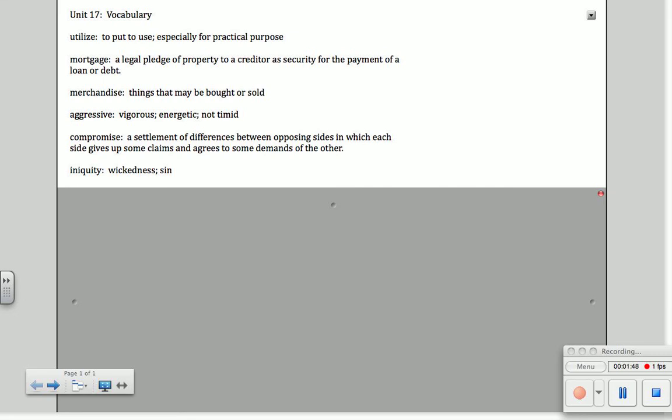Inequity. Inequity, and this is a Bible term, inequities are like your wickedness, your sin. They say, Christ was nailed for our inequities. Okay, he was nailed for our sins. I believe that verse is found in Isaiah.